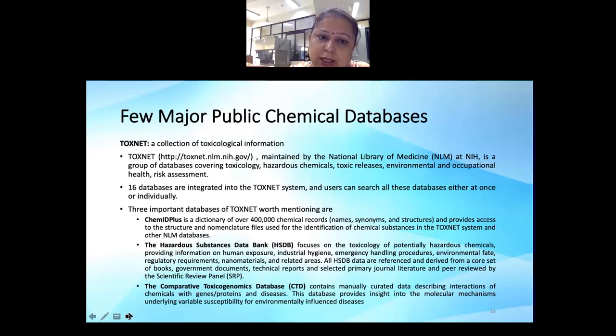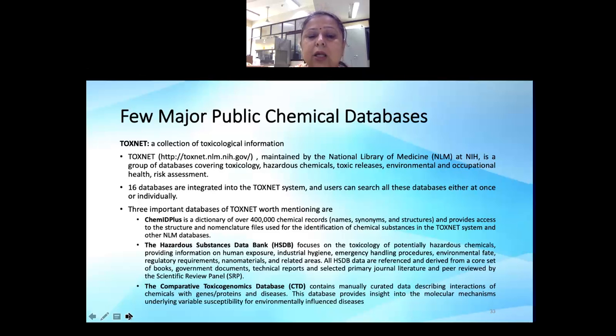Then comes ToxNet, which has a collection of toxicological information. ToxNet is maintained by the National Library of Medicine at the National Institutes of Health. It's a group of databases covering toxicology, hazardous chemicals, toxic releases, environmental and occupational health, and risk assessment. 16 databases have been integrated into the ToxNet system, and users can search all these databases either at once or individually.